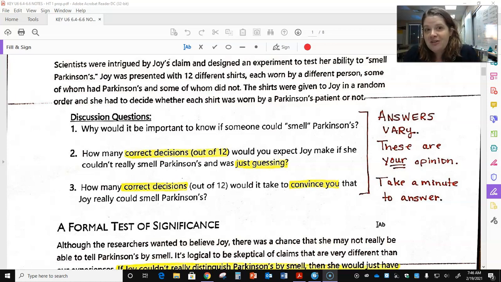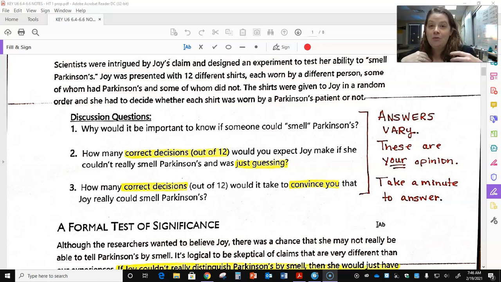Then we want to know, well, what if she was just guessing? So what they did was they took 12 shirts. They had 6 people who had Parkinson's disease wear these shirts, and 6 people who didn't have Parkinson's disease wear the shirts. Then they put them each in a plastic bag and gave them to Joy in a random order. She had to guess whether or not the person had Parkinson's disease.